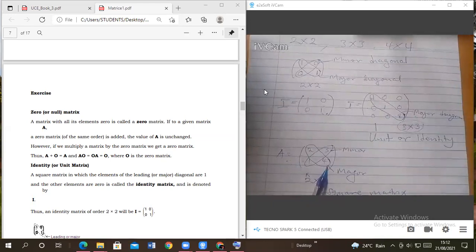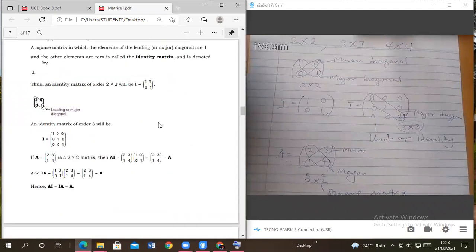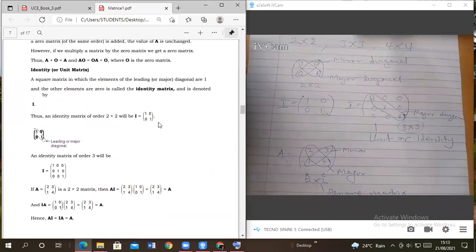Yes. Yes. Yes? Yes, okay. So that is what we mean by an identity matrix or a unity matrix.